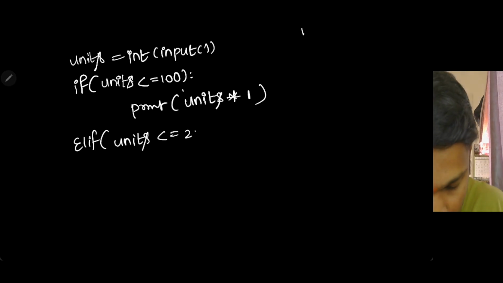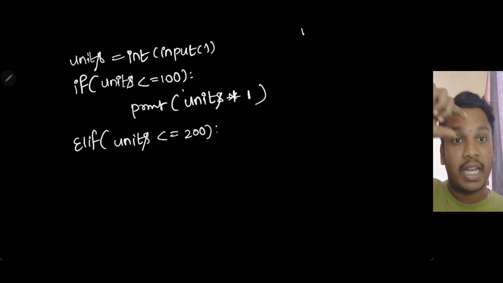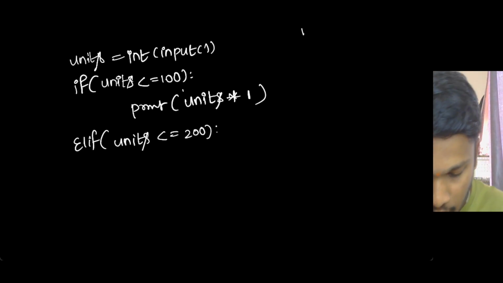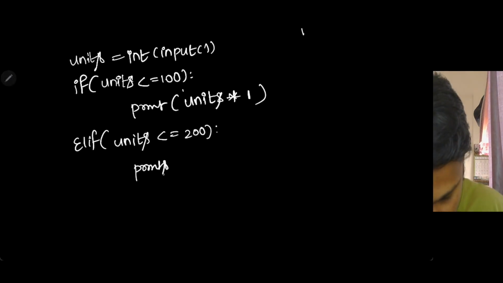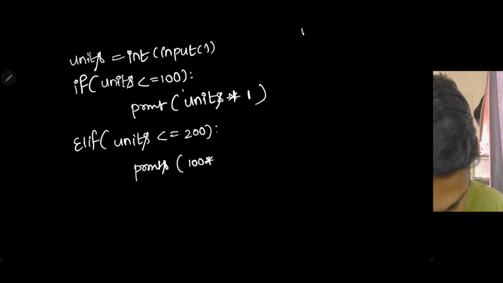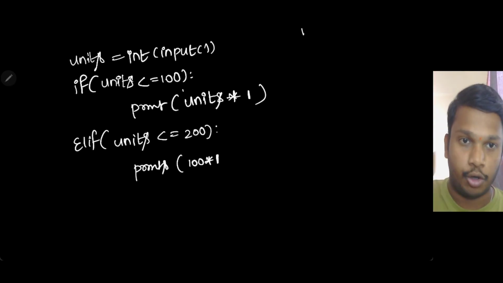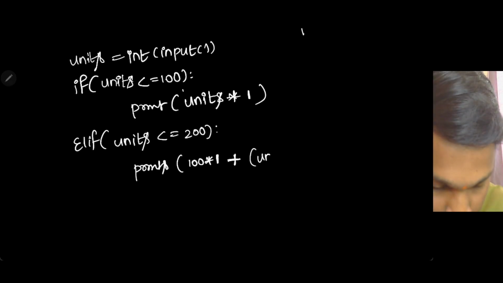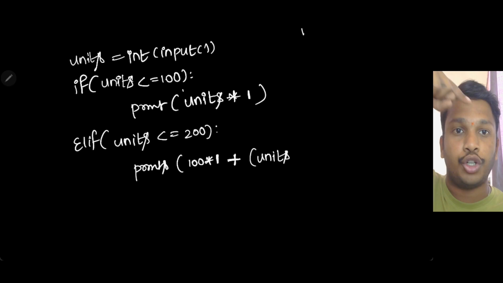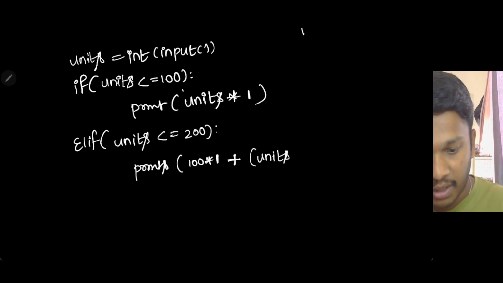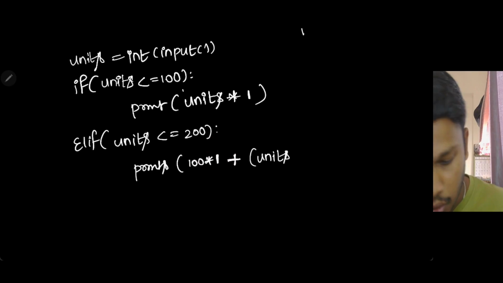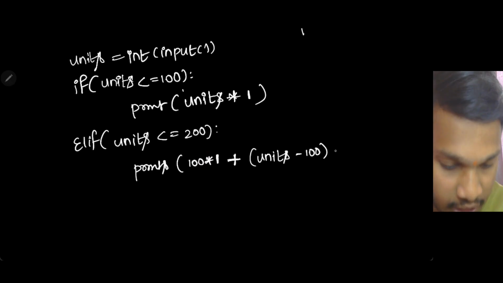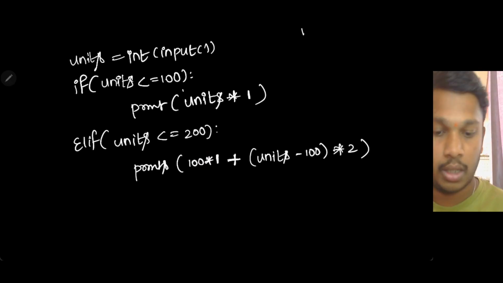Units less than or equal to 200, for example 150. Think how we need to pay. First, for 100 units you need to pay 1 rupee, plus now the units, 150. For these units how much should we subtract? First 100 we already paid, so remove 100 units, minus 100. For the remaining units you pay into 2 rupees. Now how will it calculate?